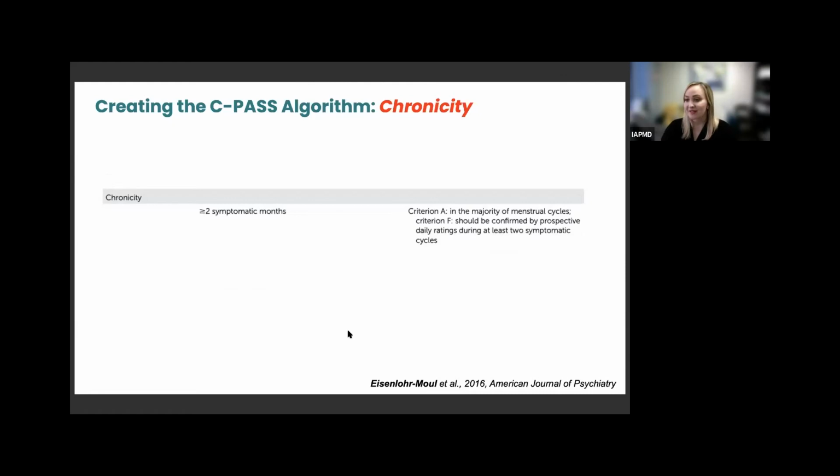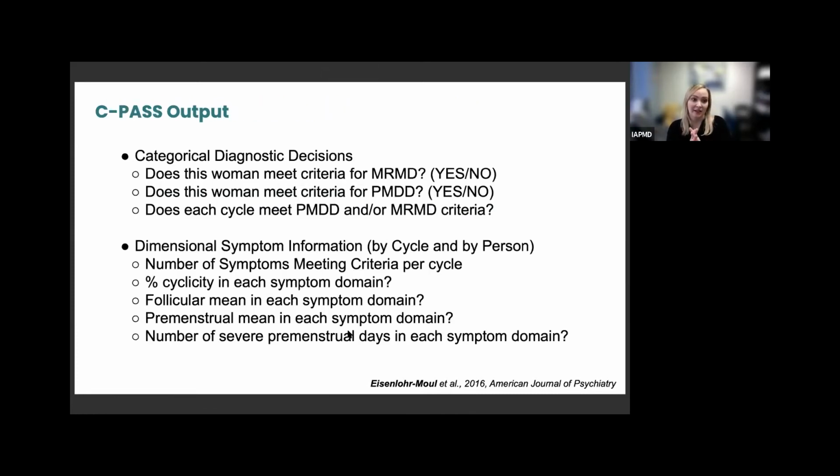And then these symptom patterns have to be shown in 2 months. So for each symptom, it looks for a 30% difference, at least 2 days of 4 or greater, and symptoms not reaching a 4 in the postmenstrual week, and then we need at least 2 months of that. So that's how it does it. And then it basically calculates, does this woman meet criteria for PMDD? Do they have 5 or more symptoms in this cycle that show this pattern? They have 2 cycles that have 5 or more symptoms.